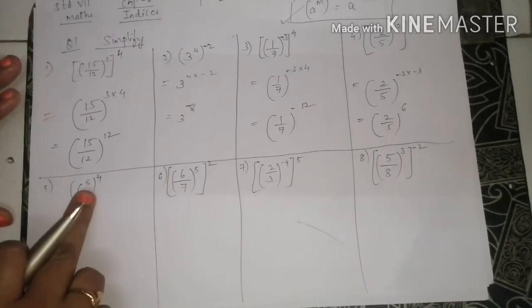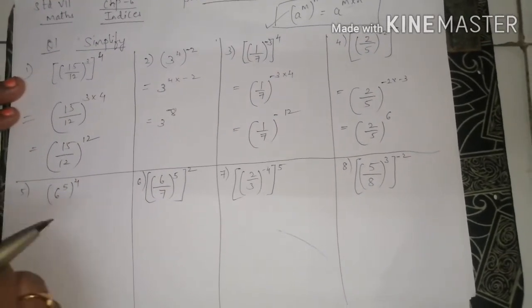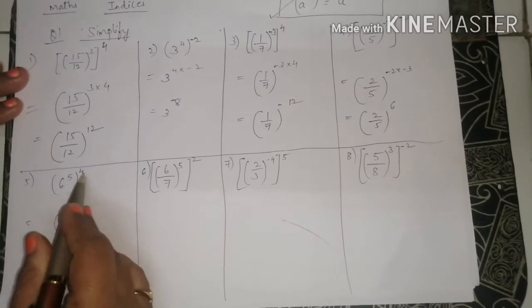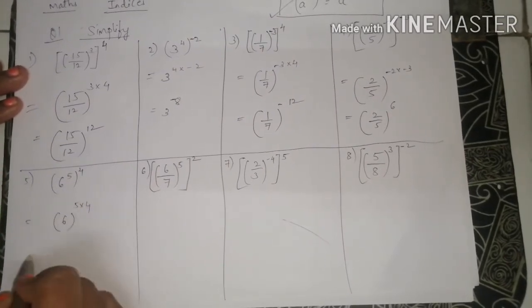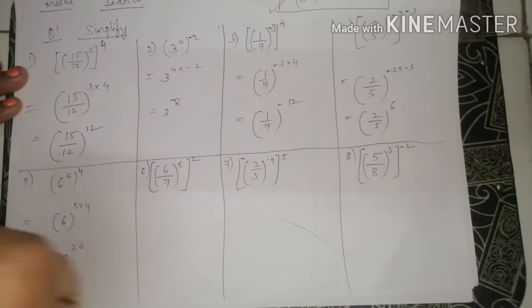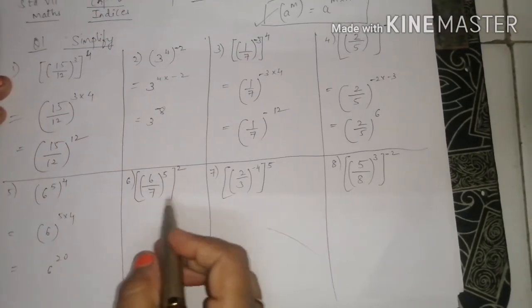Fifth one, 6^5^4. Base is 6. Write the 6 as it is. Multiply the above powers, 5 into 4. So 6 raised to 5 fours is what? 20. So 6 raised to 20.